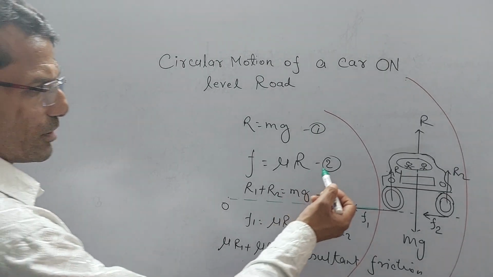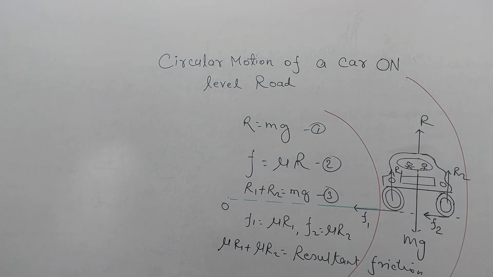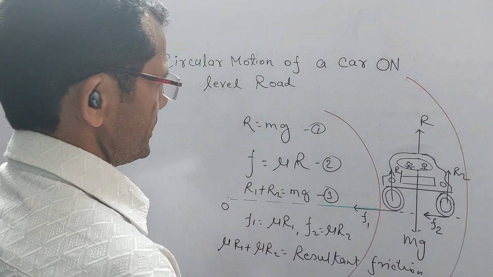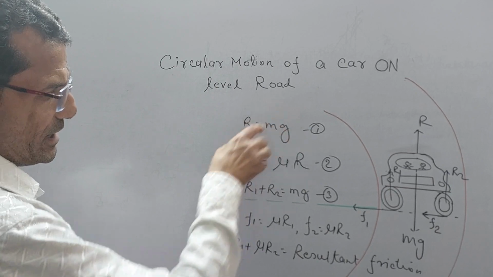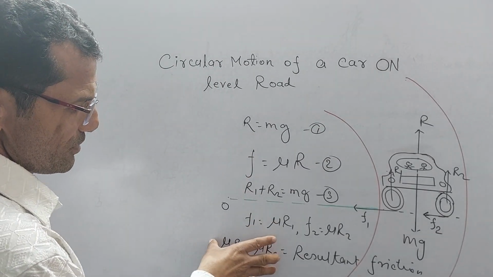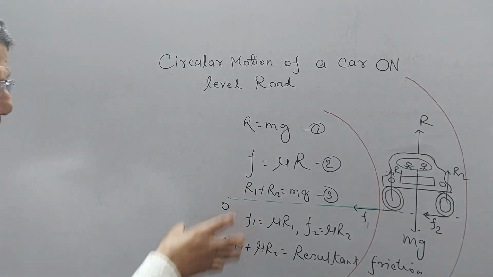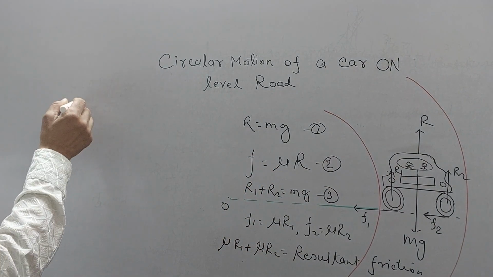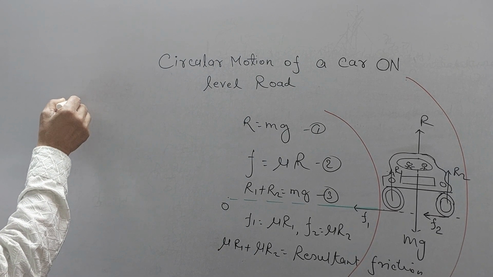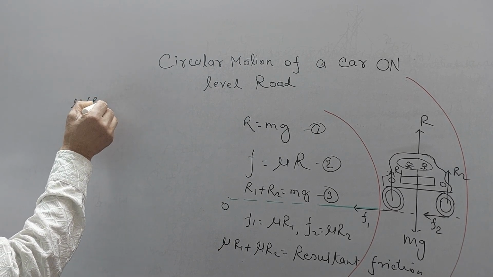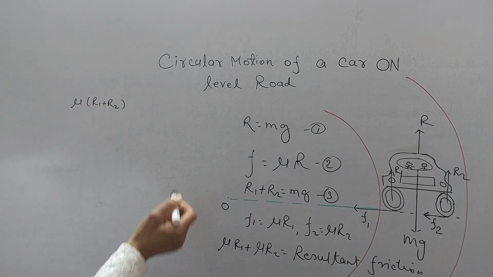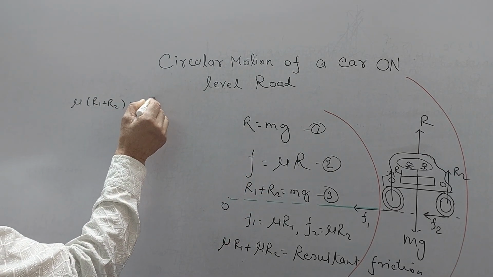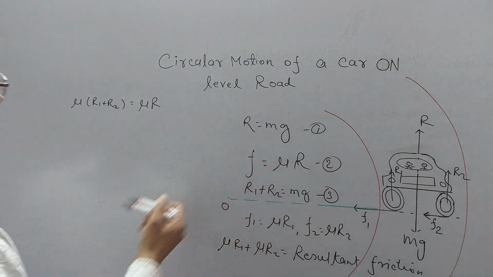Now relation number 2 says that the friction is equal to mu times R, and R is equal to mg, and the total friction is equal to mu R1 plus mu R2. If I put all these values, mu is taken out, R1 plus R2 is equal to mu R, and we also know that R is equal to mg.